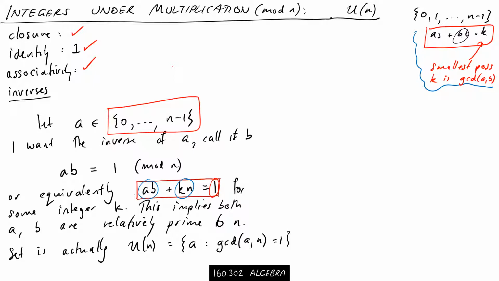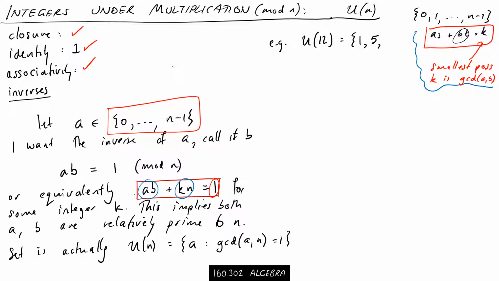Right, so if I were to look at, for example, U of 12, it is going to be the numbers relatively prime to 12. 1 is relatively prime to 12. 2 is not, because 12 and 2 share a common factor of 2. Likewise, 3 is not, because 12 and 3 share a common factor of 3. And 4, likewise. The next one on the list is 5, because 5 and 12 have no common factors.